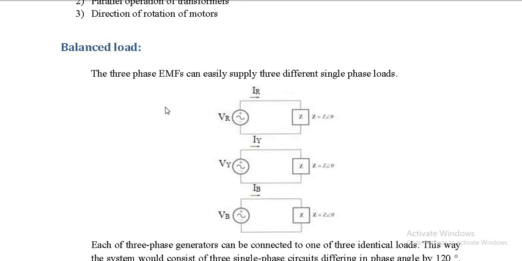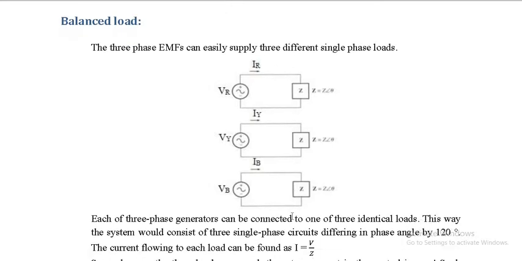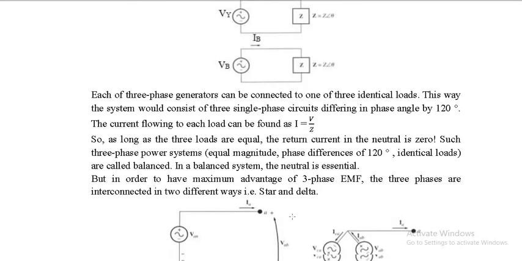So balance load means each phase is going to have exactly the same load. All the phases will have this Z, you can see over here, this is Z angle theta, this is Z angle theta, this is Z angle theta. So every phase has got the same load. That is what is meant by balance load. You can see over here.